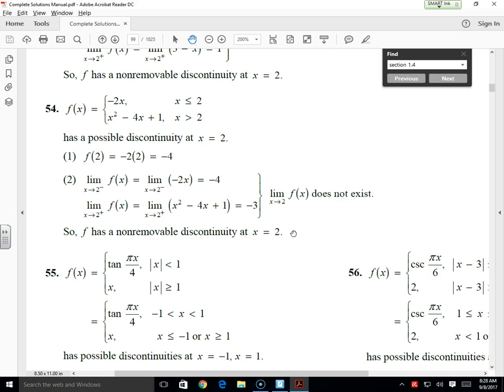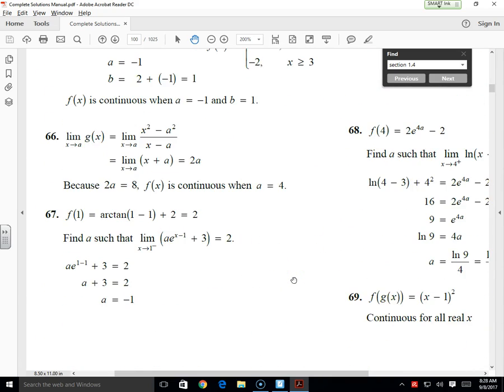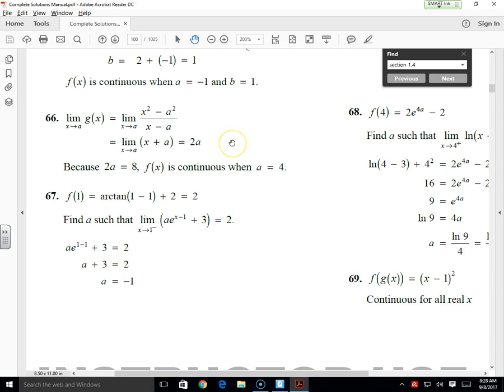Yes, there is a, did I call it a jump or a break? That's a break, right? Oh well, same thing. Either way, the two one-sided limits do not agree, therefore non-removable discontinuity. Next one. 66. Yes. These ones were fun. You factored the numerator, x plus a, x minus a, cancel out the x minus a's and plug it in.